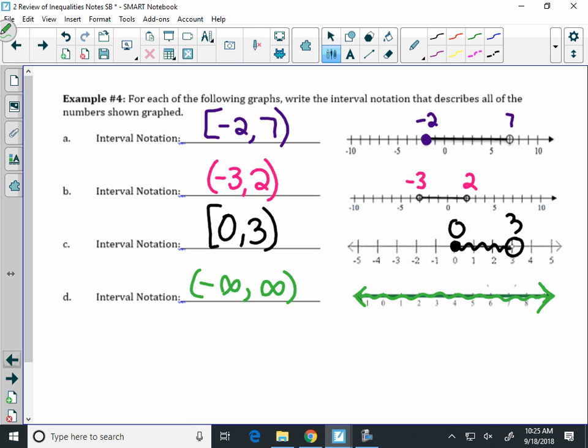All right, that's it for the notes. There is some practice over inequalities, number lines, and interval notation. There will be a video for that practice as well.